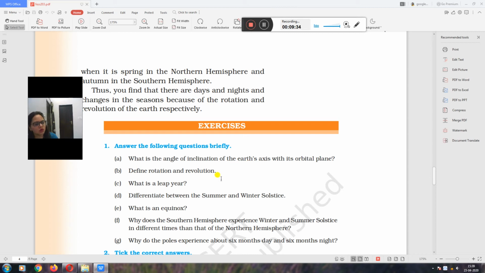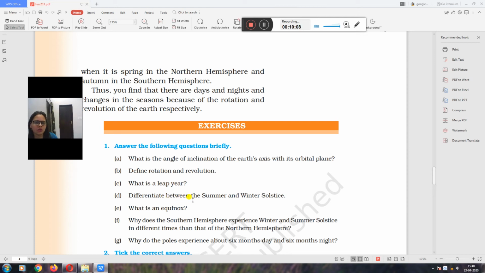Define rotation and revolution. When the earth rotates on its own axis, it is known as rotation, and revolving around the sun is revolution. What is a leap year? After 4 years, the earth takes 366 days, because we count 6 hours every year, and in the 4th year we make it 24 hours, meaning 1 day extra in February. That is why February has 29 days instead of 28 in the leap year.